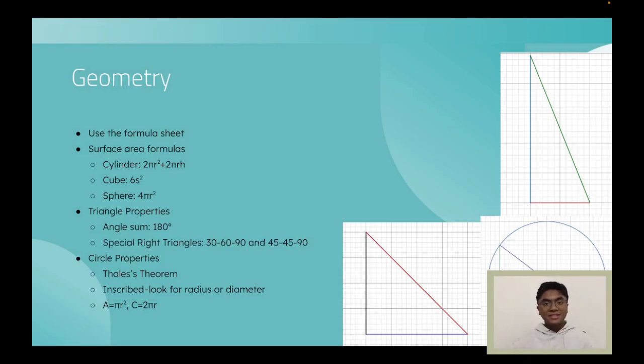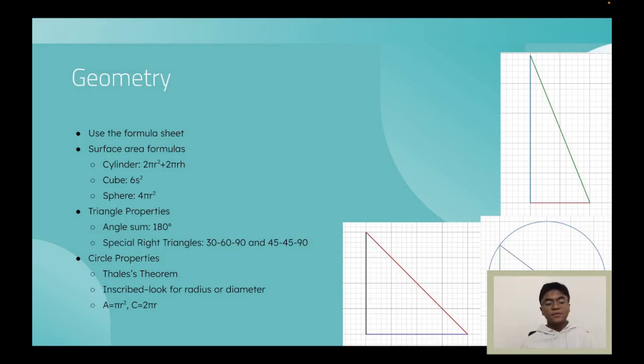Now a cube is pretty simple, 6s squared, right? It's kind of easy to understand. You have the cube, then every face of it is the equal area, so just find the area of one face multiplied by 6. And then a sphere is going to be 4 pi r squared. This one's a lot more difficult to really understand, but just make sure you know that formula.